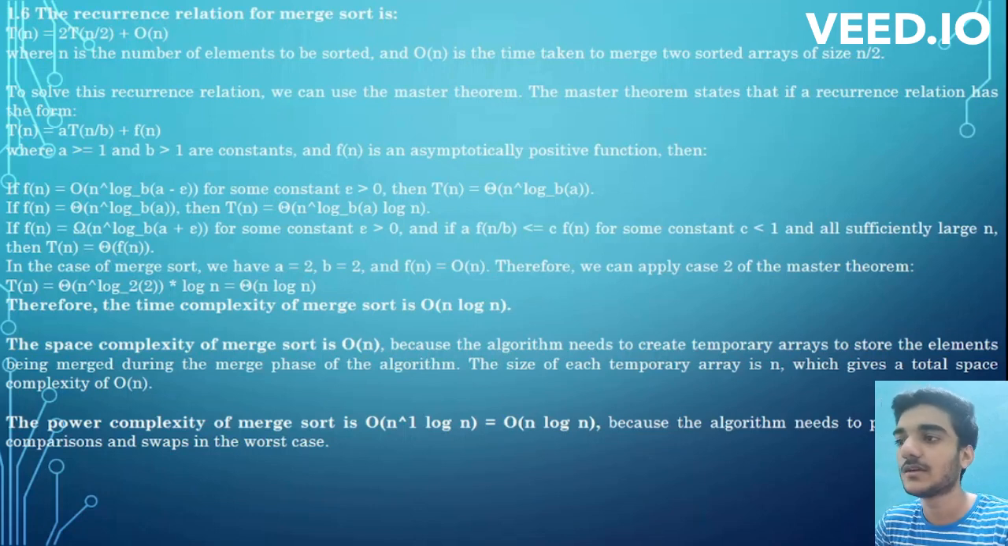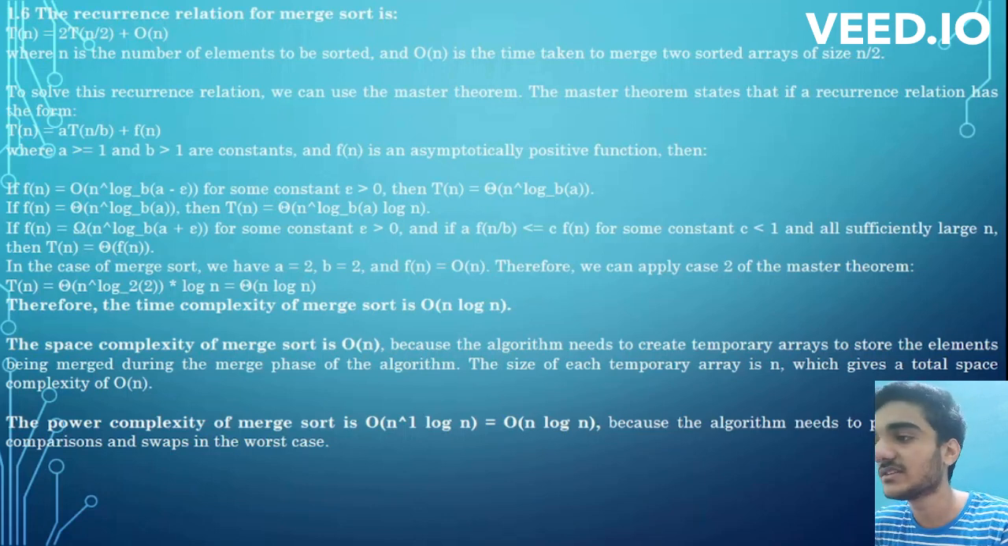The space complexity of merge sort is O(n) because the algorithm needs to create temporary arrays to store the elements being merged during the merge phase of the algorithm. The power complexity of merge sort is n log n because the algorithm needs to perform n log n comparisons and swaps in the worst case.